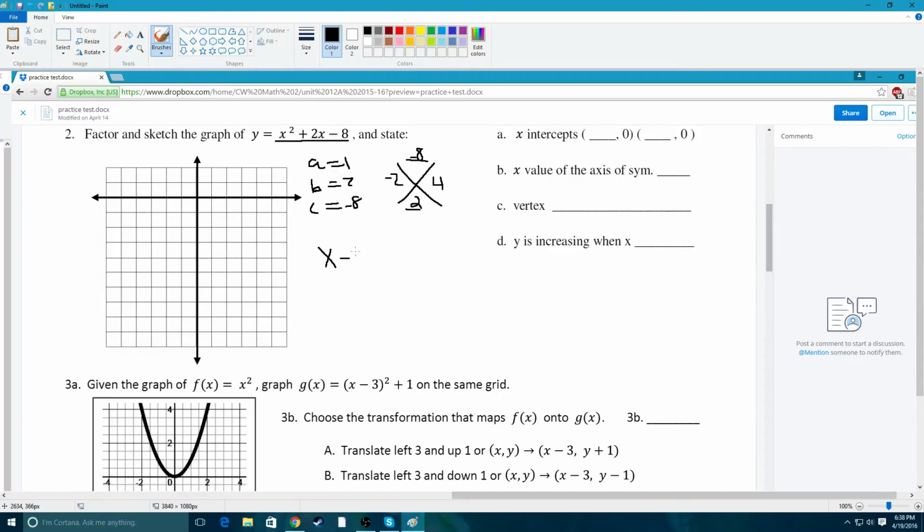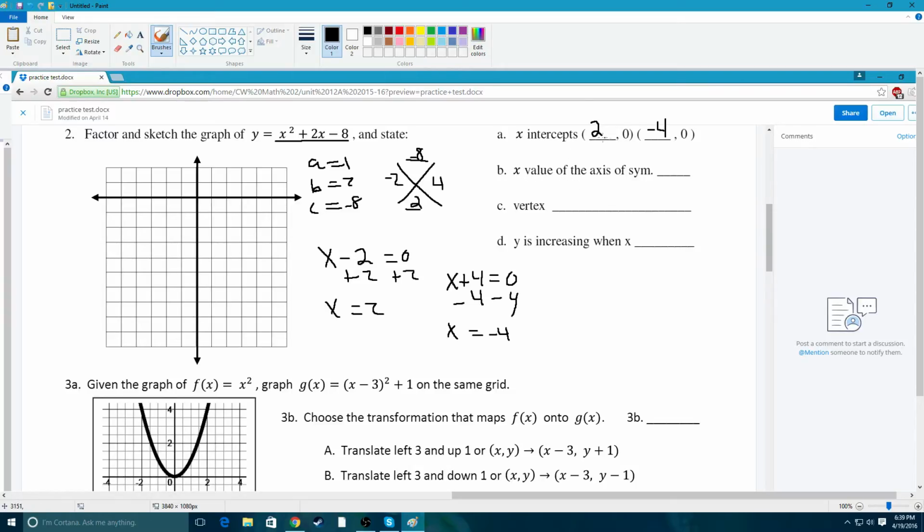So we got x minus 2 is equal to 0, and x plus 4 equals 0. So when you add 2 to both sides, we get x equals 2. That's one of our x-intercepts. When you subtract 4 from both sides, you get x equals -4. So that's our second x-intercept.